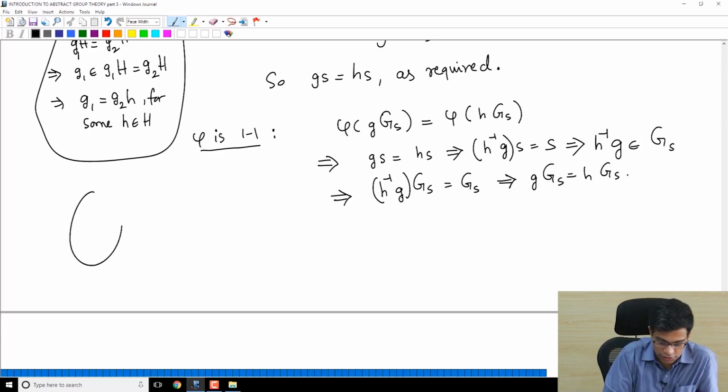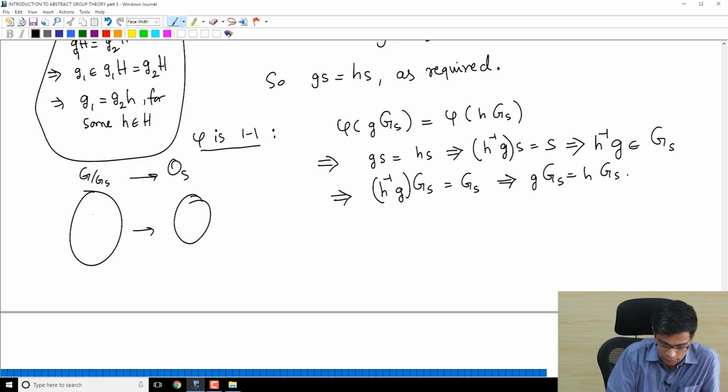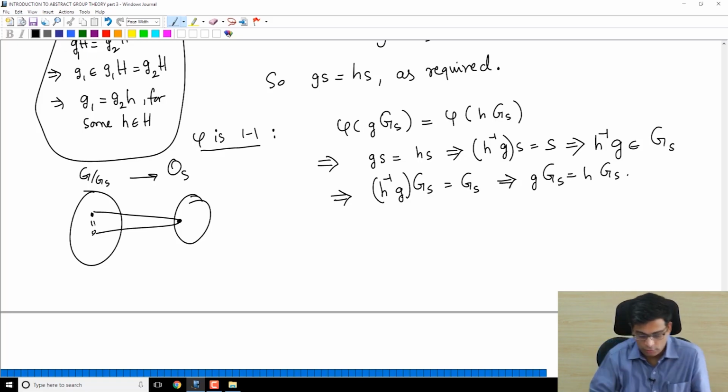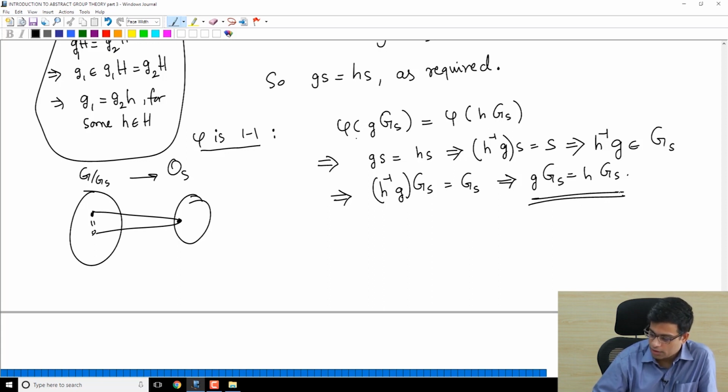So we have a function from G mod GS to the orbit of S. If two things map to the same thing, we are saying that they are equal, right? So this is one-one. If gGS and hGS map to the same element, namely phi of gGS is equal to phi of hGS, we concluded that gGS is equal to hGS. So phi is one-one. This completes that proof. Finally, is phi onto?